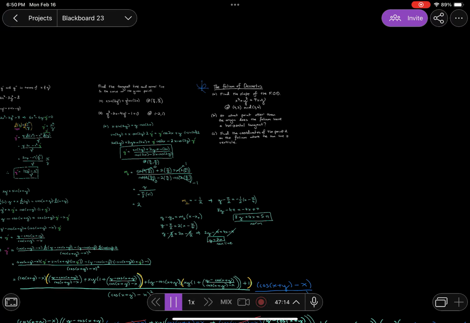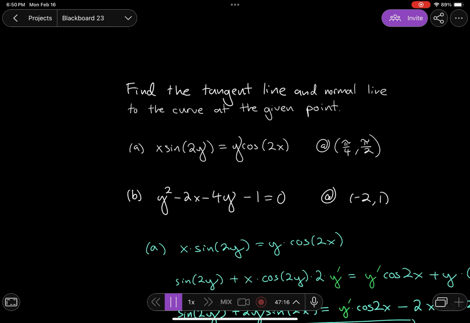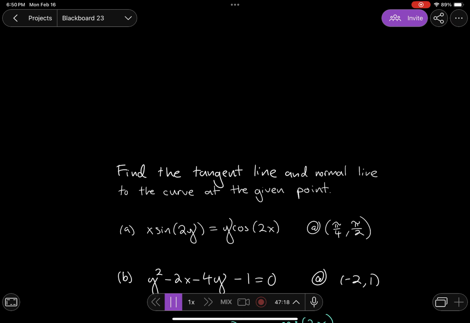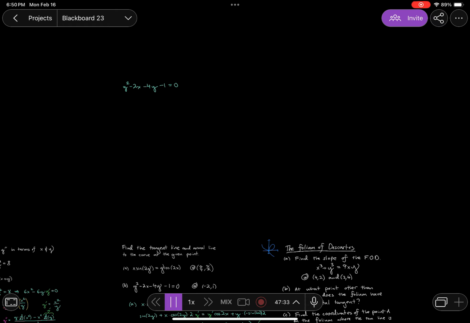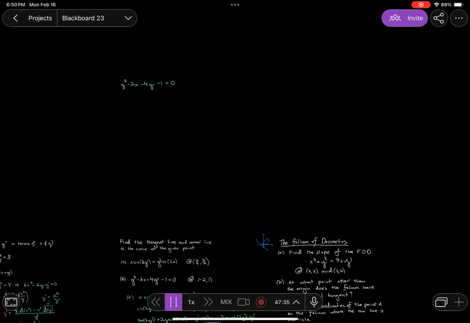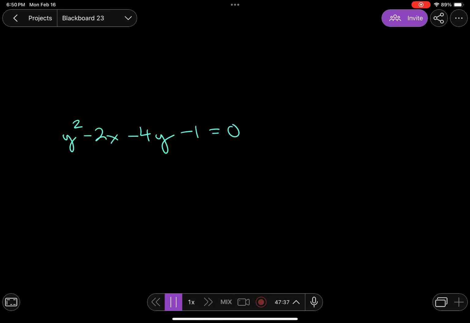So I'm sort of running out of room, but we got y squared minus 2x minus 4y minus 1 is equal to 0. Now let me take it up here. Y squared minus 2x minus 4y. And what was the point? -2 comma 1.